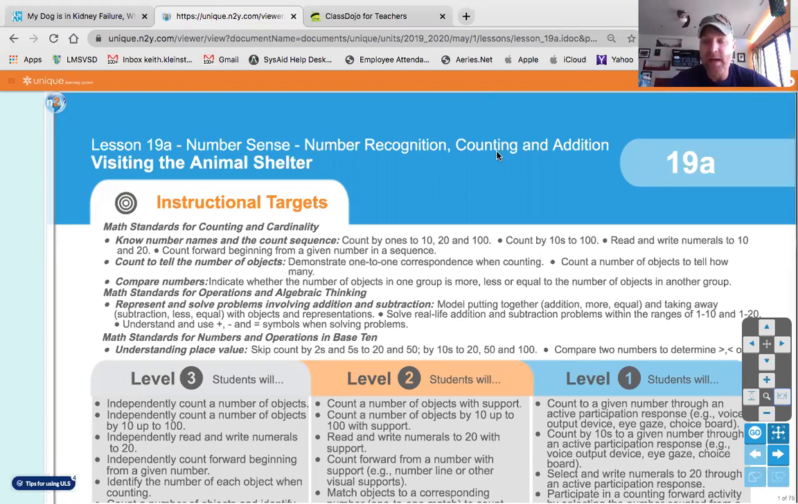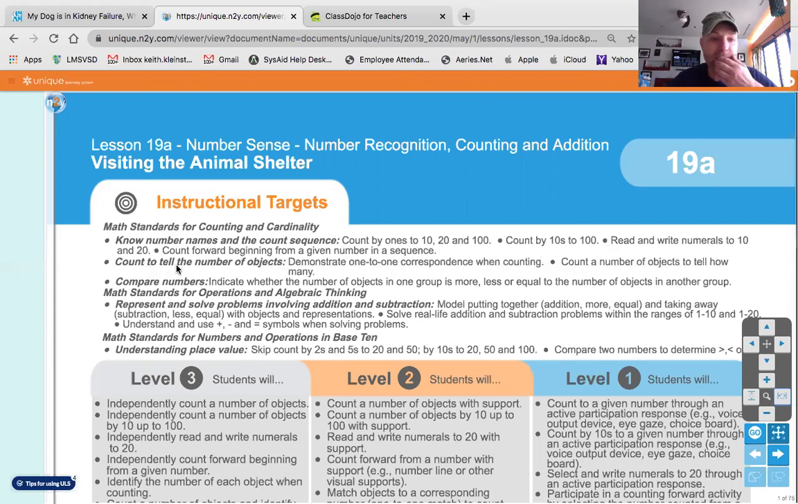Okay, so this is our math lesson for this week, starting with May the 4th. Our instructional targets are math standards for counting and cardinality. Know number names and the count sequence. Count by ones, tens, 20s, and hundreds. Count by tens to 100. Read and write numerals 10 through 20. Count forward beginning with a given number in sequence.